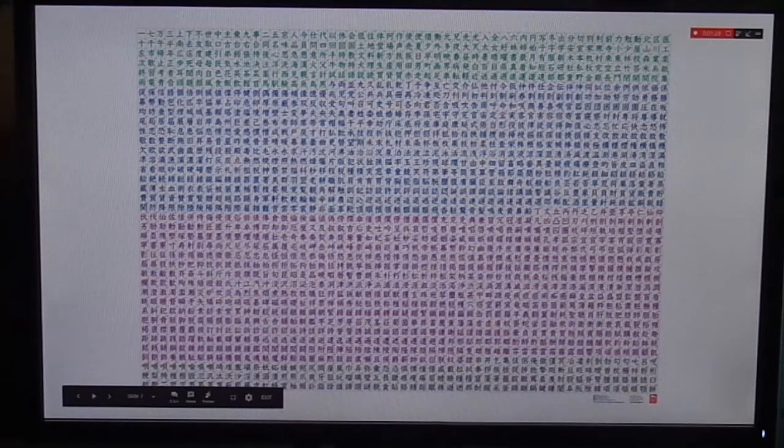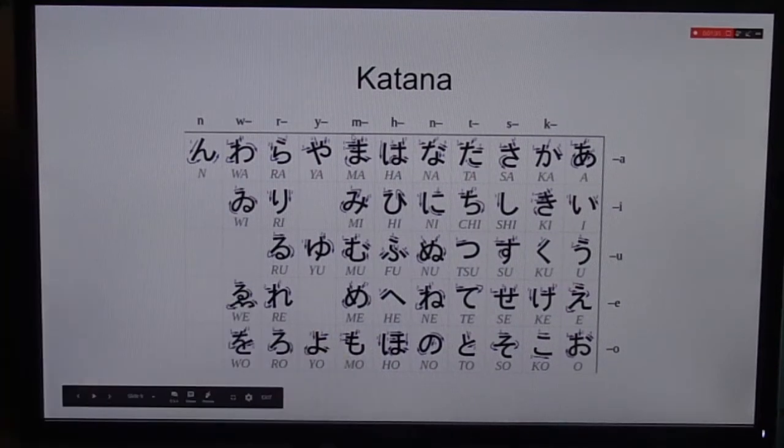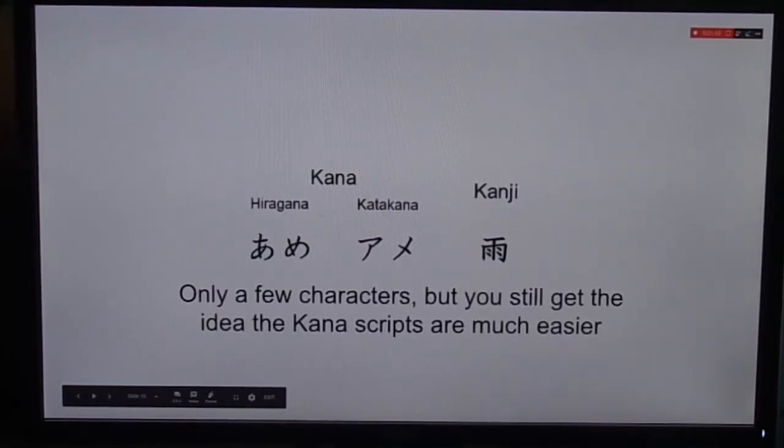So there are also kana scripts, consisting of hiragana and katakana. There's also man'yogana, but that one isn't used very commonly. Hiragana and katakana, the two main kana scripts, are much simpler than kanji, as you can tell from this picture, so they're used a lot more often. Kanji is used much less often than the other kana scripts.